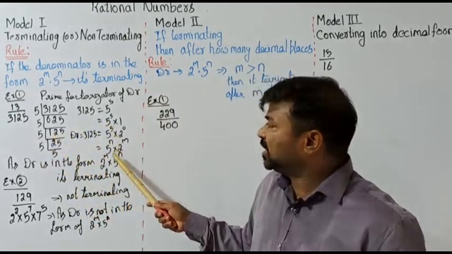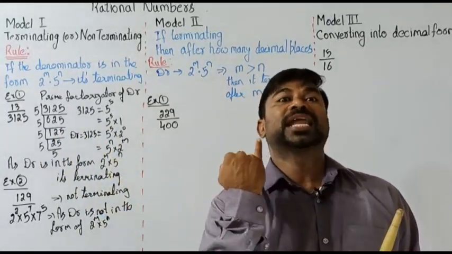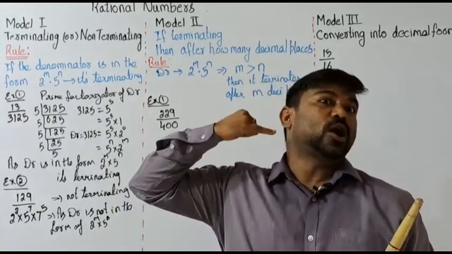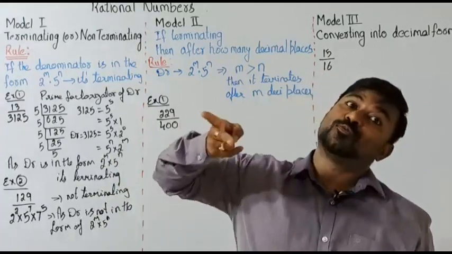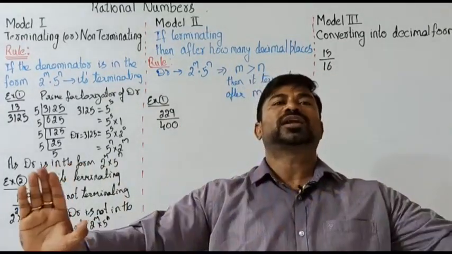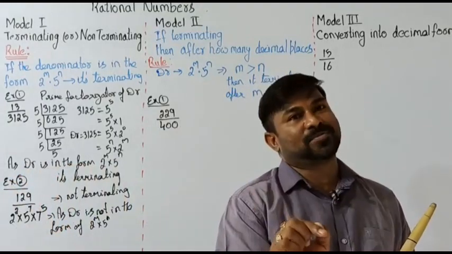If the denominator is in terms of 2 to the power m into 5 to the power n, means only simple. We can have only 2's in the denominator, or we can have only 5's in the denominator, or we can have both 2's and 5's. Except these, we should not have any other number like 3's or 7's or 11's in the denominator.